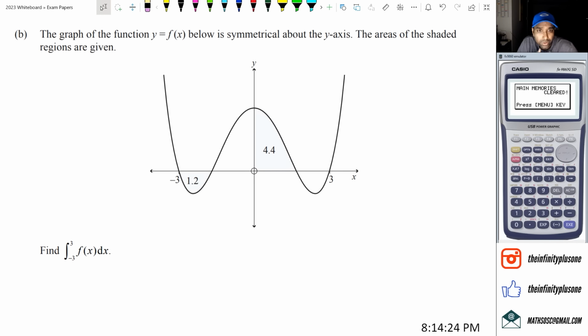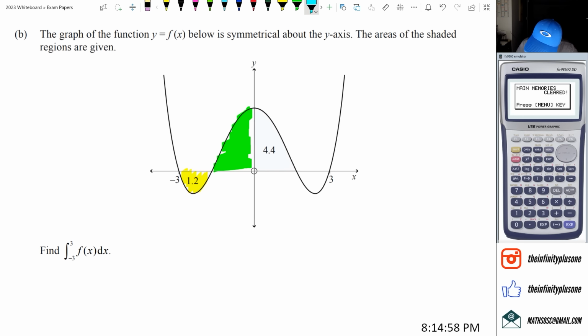Okay, so we go to question 1b. With 1b, we've got a graph, and it's symmetrical. The area of the shaded region is actually given. Now, they're asking you to find the area between 3 and -3, so that's under the curve, right? So basically you've got this area, and you've also got this part here. I'm going to slightly color it in different ways so that you guys can get the idea.